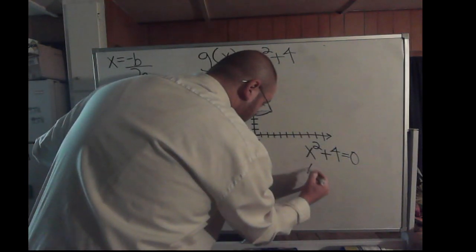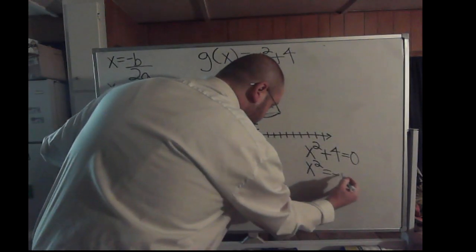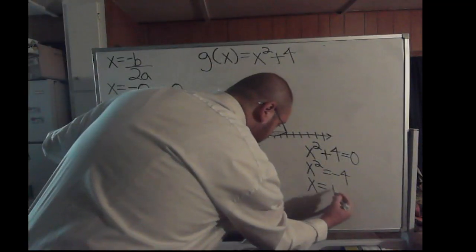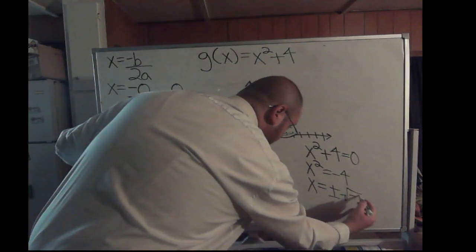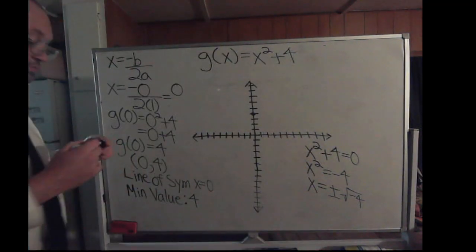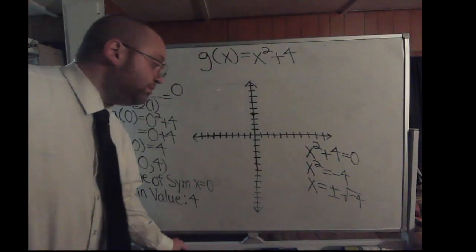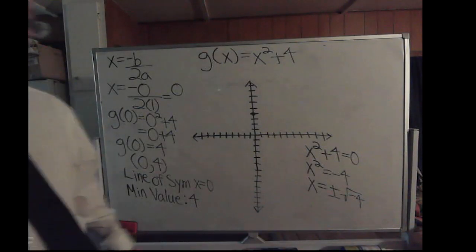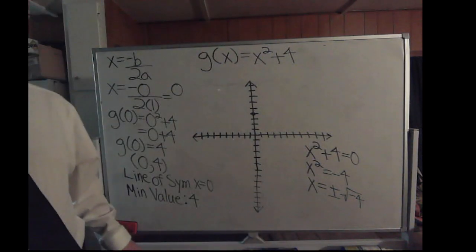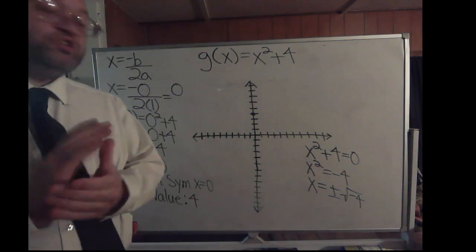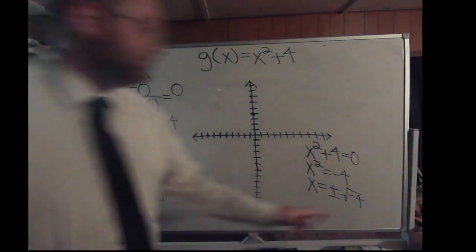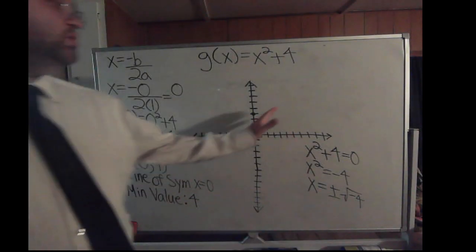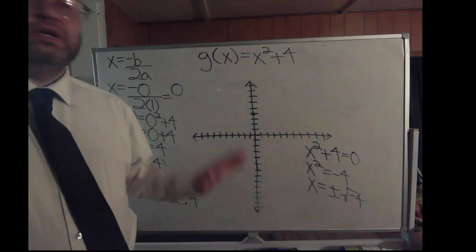Well, you would end up getting x squared equals negative 4. So x would equal plus or minus the square root of negative 4. Well, here's the problem with that. We got one problem. There is no real number solution to the square root of a negative number, because if you take any number to a second power, you'll never get a negative number. Never. So we have no x-intercepts on this one.